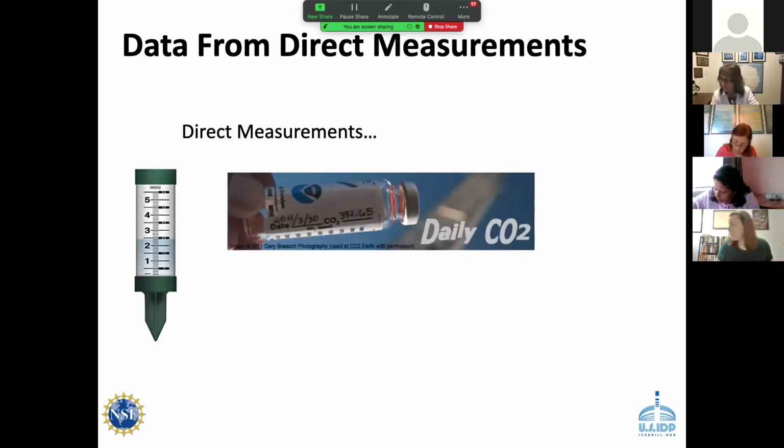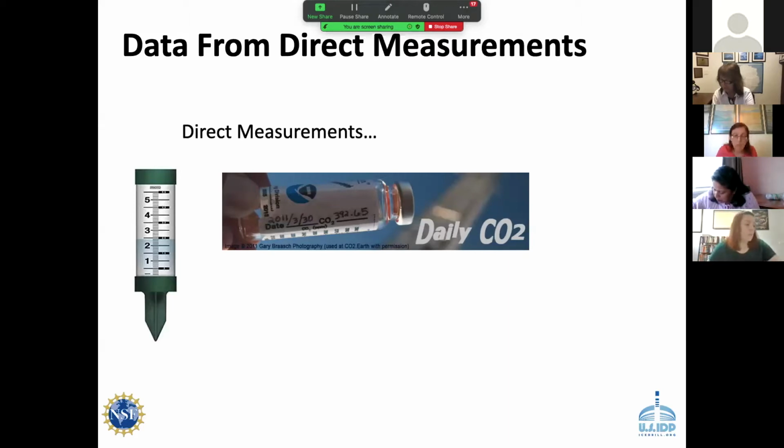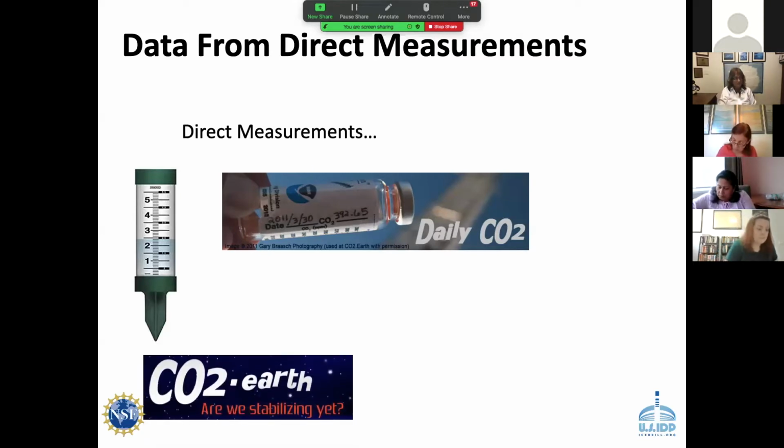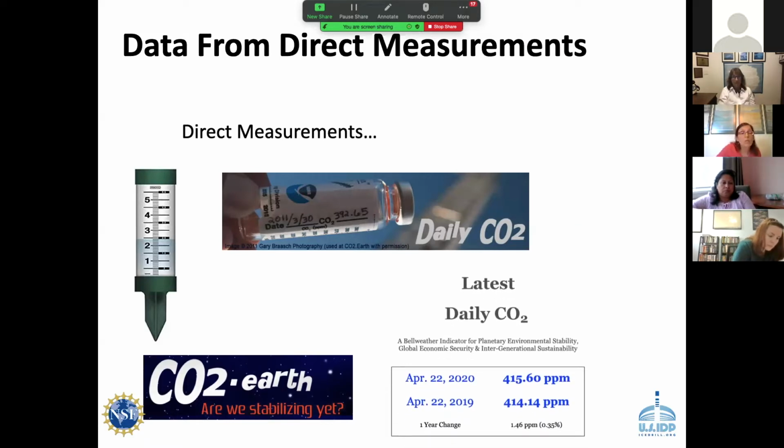Other examples of direct measurements, when you hear carbon dioxide measurements, that is an example of a direct measurement. If you know this website, co2.earth, I used to have that website up every day in my classroom, just when the kids came in. co2.earth, great website. It actually shows the daily live direct measurement of what the carbon dioxide is. So you can see I first put this presentation back together in April. On April 22nd this year, it was 415 parts per million. A year ago, 414. It's concerning.